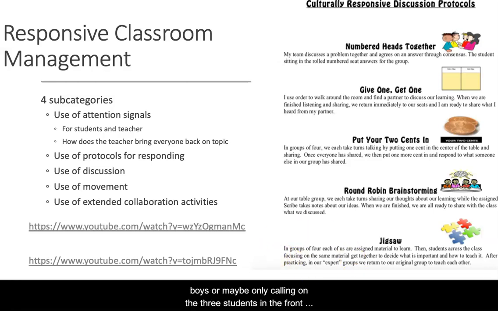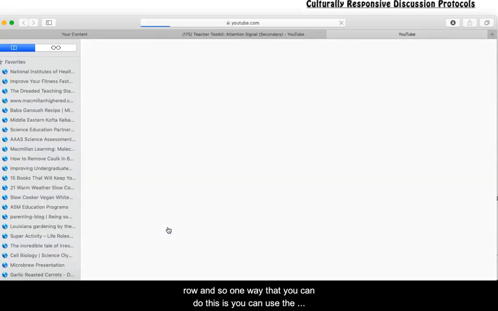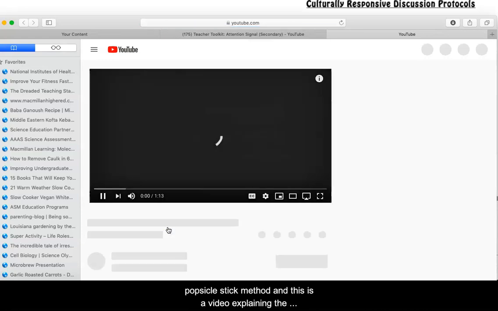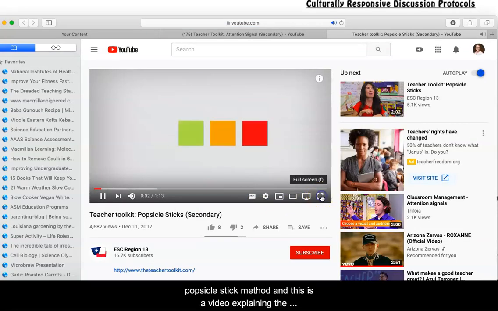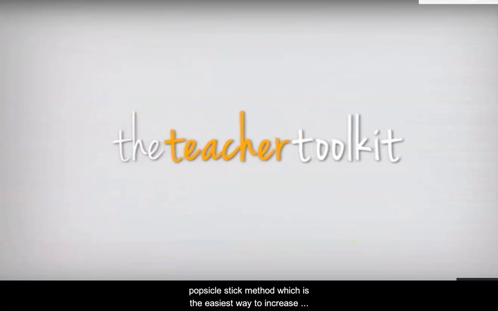And so one way that you can do this is you can use the popsicle stick method. And this is a video explaining the popsicle stick method, which is the easiest way to increase randomized response.